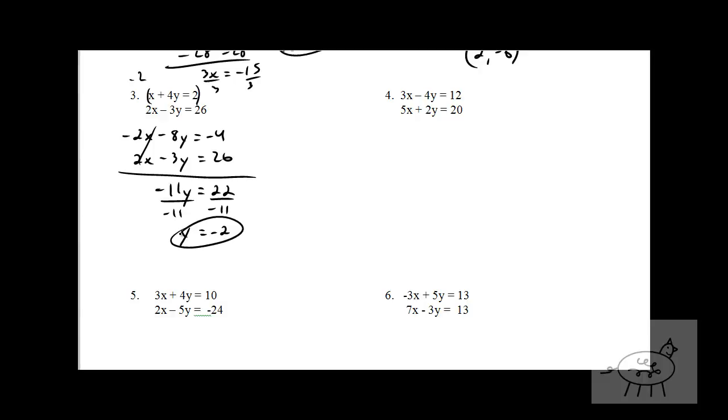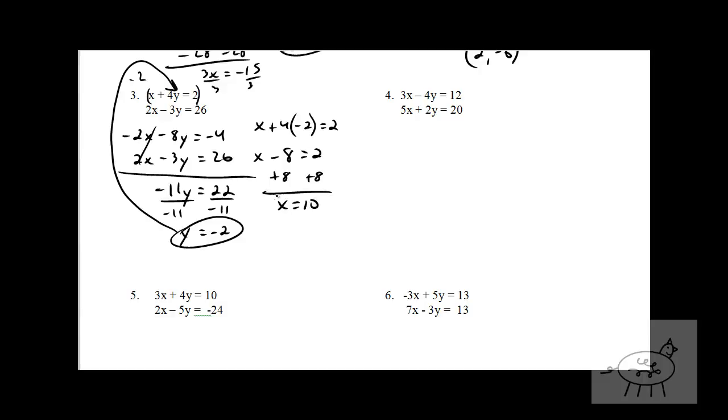Then I'm going to plug it back into the first one because that looks a little friendlier. So it's x plus 4y, which is negative 2, equals 2. So x minus 8 equals 2, right? 4 times negative 2 is negative 8. And then I add 8 to both sides. So x equals 10. So your answer is 10, negative 2.